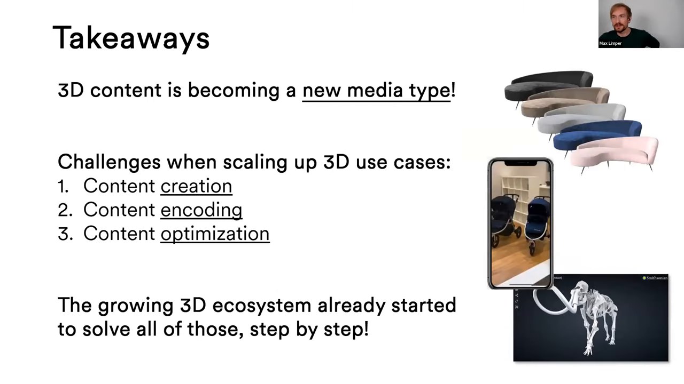So, main takeaways of this presentation: 3D content is really becoming a new media type. And we see a lot of challenges when scaling up these 3D use cases now, because we're still missing a lot of tools. The ecosystem is not that mature that it's just as easy to use as we would like it to be. So the main challenges are content creation, encoding, and optimization. But with all that said, we can see that a lot of solutions are already being implemented, and the growing 3D ecosystem has already started to solve these challenges, step by step.